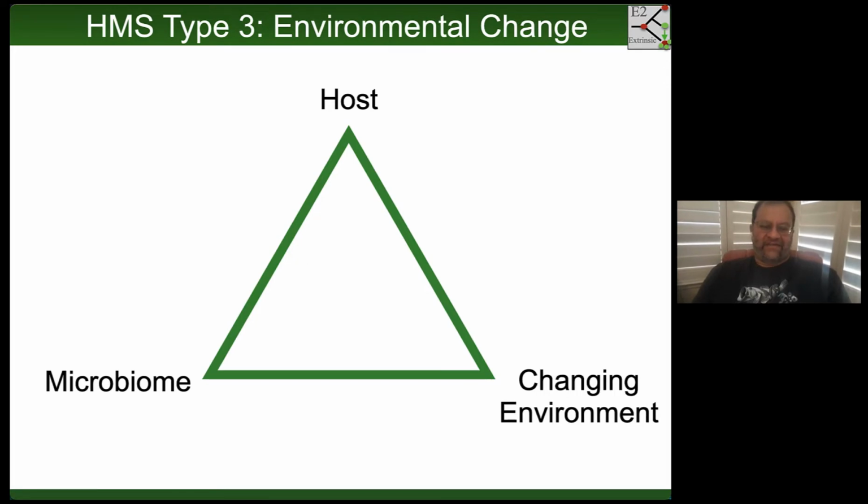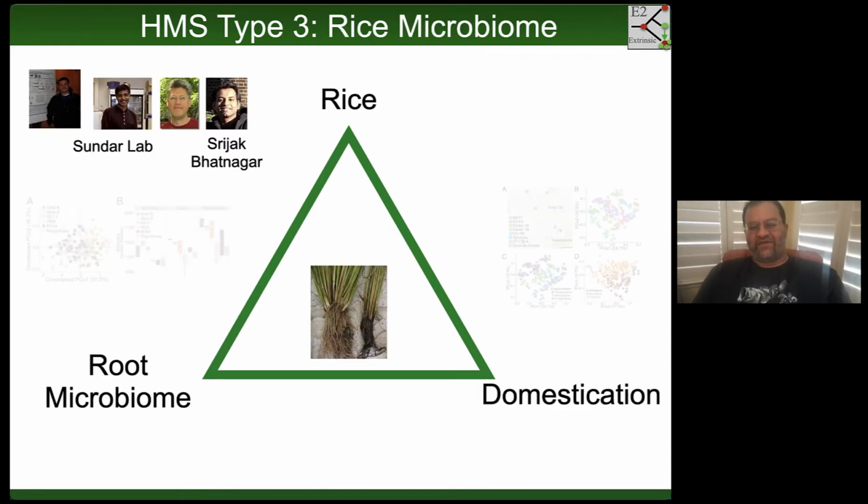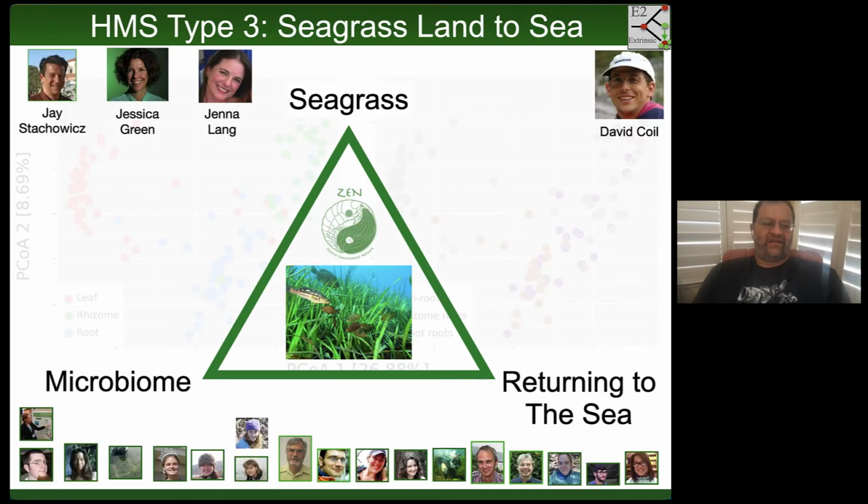And then the last general area of the HMS triangle that I'm interested in is when the environment changes, places a stress on organisms, how do the host and microbiome interactions impact that response to such stresses? Well, one example of environmental change is domestication. So we've done work in collaboration with the Sundar Lab on rice domestication and the microbiome.